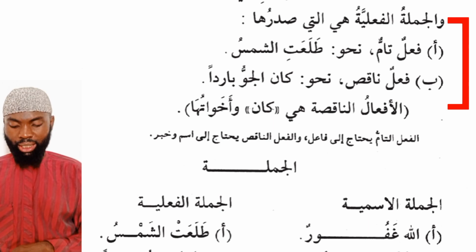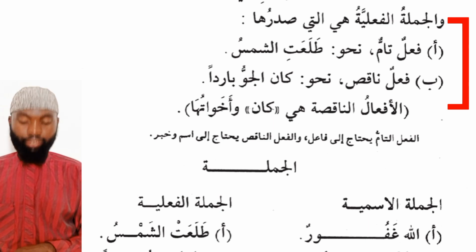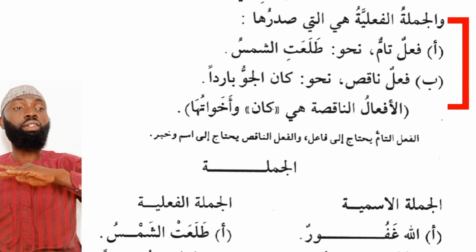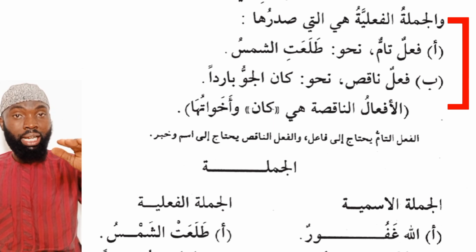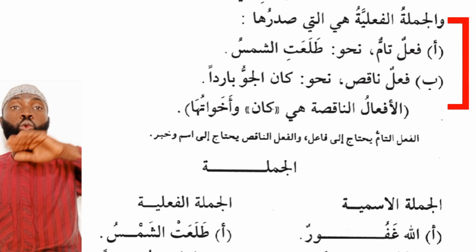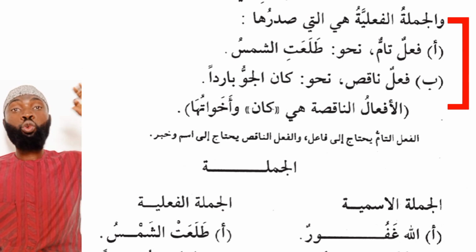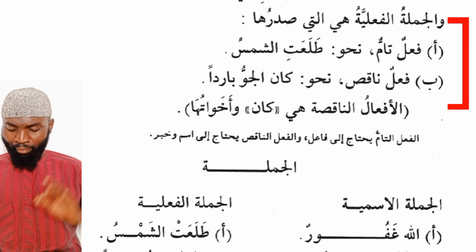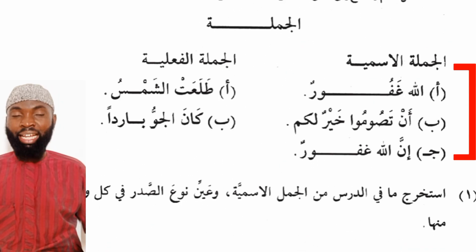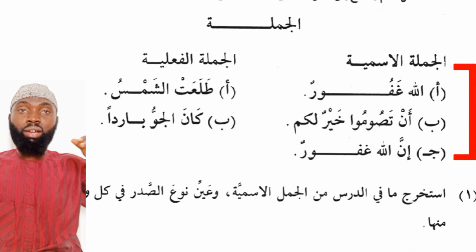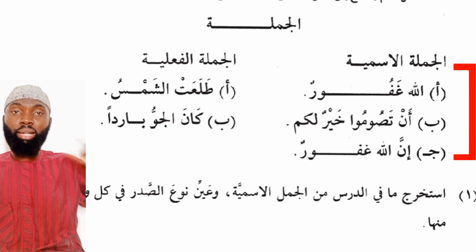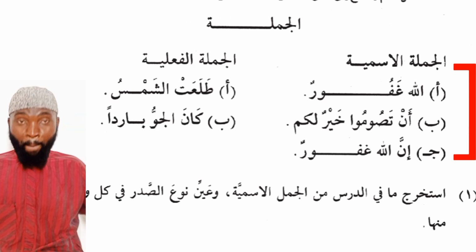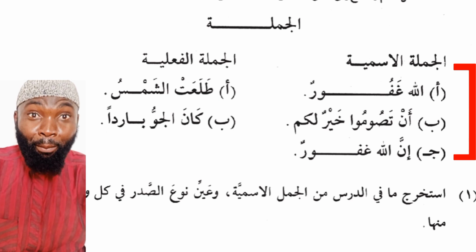He says Al-Af'alun Naqisa here. The incomplete verbs are Kana wa akhawatuha, Kana and his subordinates or sisters. To understand what Kana and subordinates do and what they are, click on the link above to watch it and understand everything about Kana and his sisters. Under here we have Al-Jumla, the sentence now, categorized into two: Al-Jumla al-Ismiya, nominal sentence, Al-Jumla al-Fi'liya, verbal sentence. Let's look at both of them.